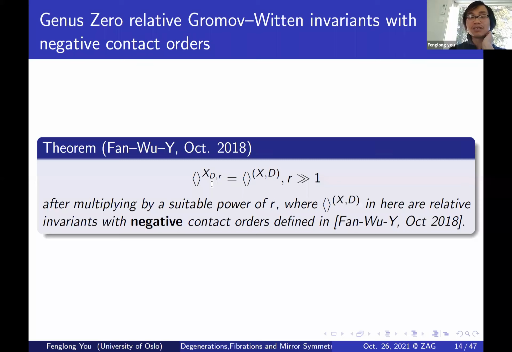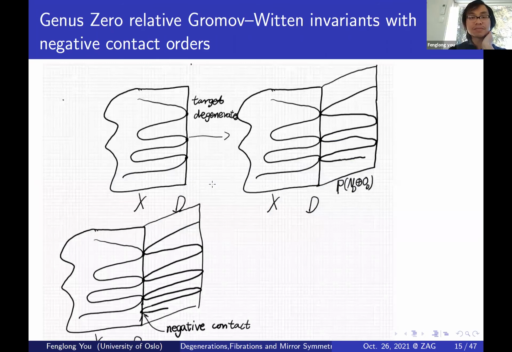The reason to consider this is that it makes relative Gromov-Witten invariants easier to study, and this is a geometric picture of what it means for negative contact orders, but it's not so important here. If you are interested, then you can take a look, but it's not so important for the talk.